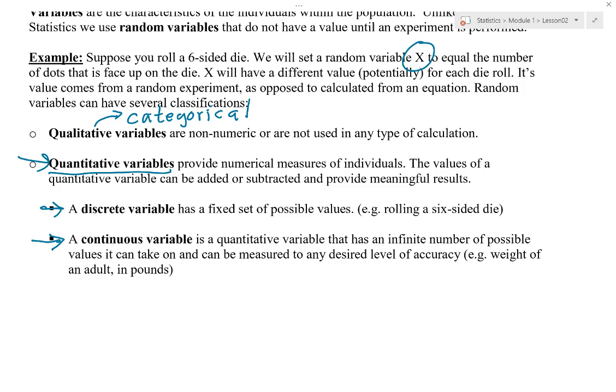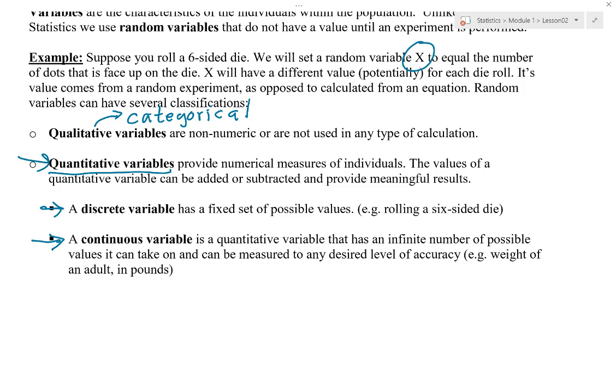A discrete variable, and these are subsets, you can tell by the indents, these are subsets of quantitative. A discrete variable has a fixed set of possible values. The classic example is the six-sided die. If you roll a die and X is the result of the die roll, well, X can only have 6 values. It can be a 1, 2, 3, 4, 5, or 6. That's it. You're limited to those 6 values.